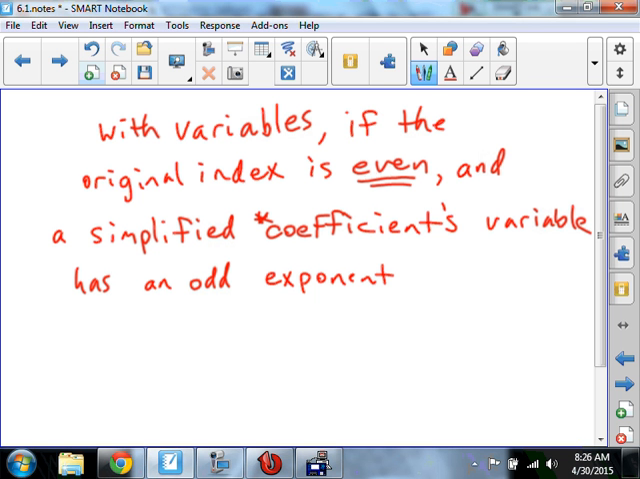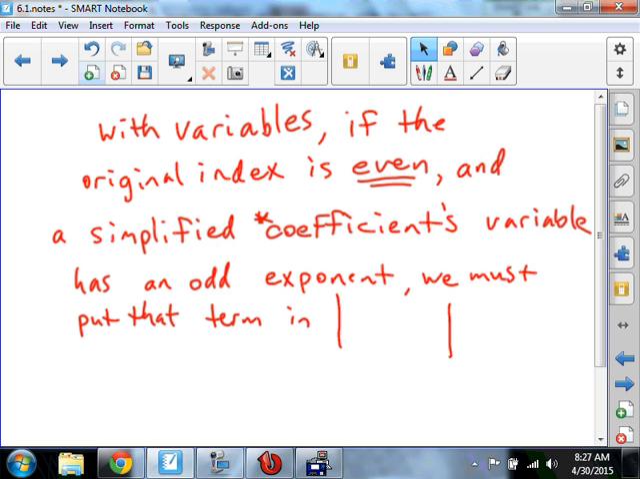So with variables, in other words, when we're dealing with letters, A, B, C, D, and so on, if the original index is even and a simplified coefficient's variable has an odd exponent, we must put that term in absolute value bars.